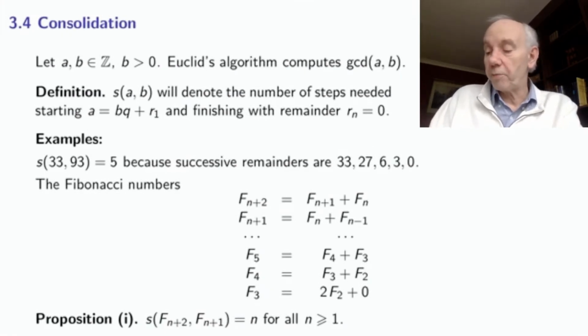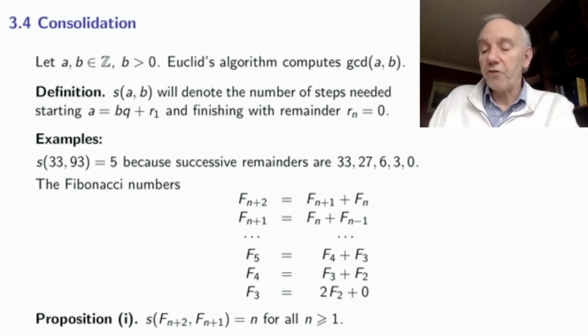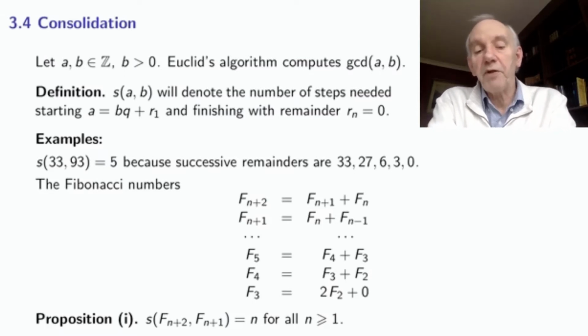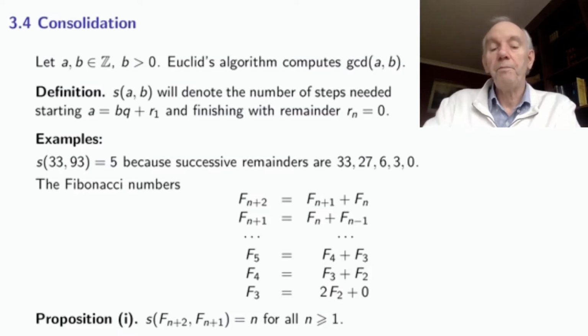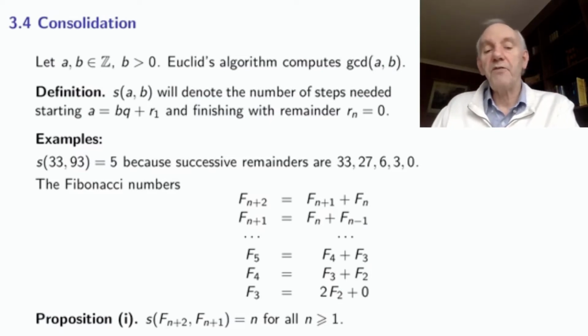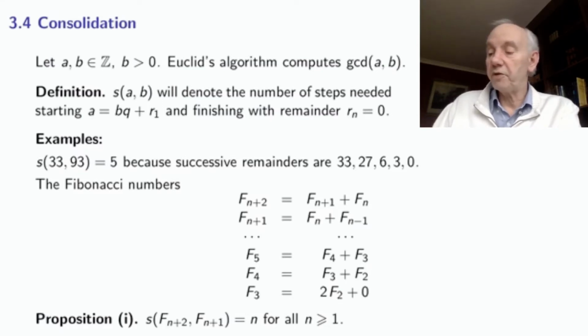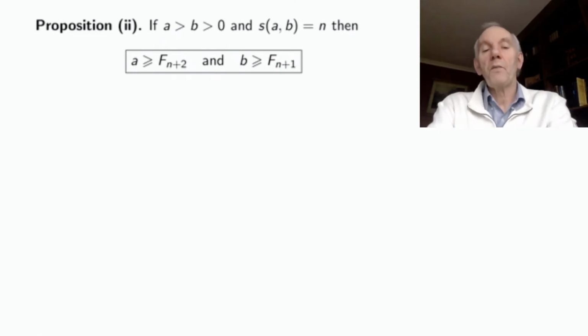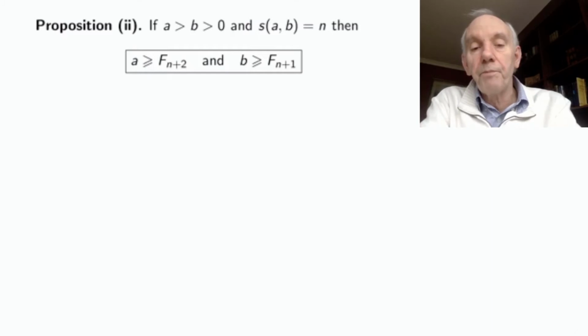That's what this proposition says. Again, this is taken from the lecture notes. This proposition in the lecture notes in its first part says that the number of steps needed to compute the greatest common divisor of f_{n+2} and f_{n+1}, two adjacent Fibonacci numbers, is equal to n. Okay, that's the first statement. Now there's a sort of converse to this statement, which is perhaps of greater importance. And that's the second part of this proposition.